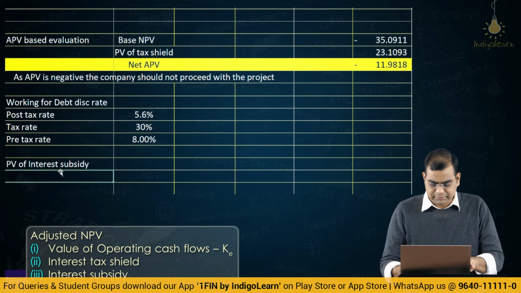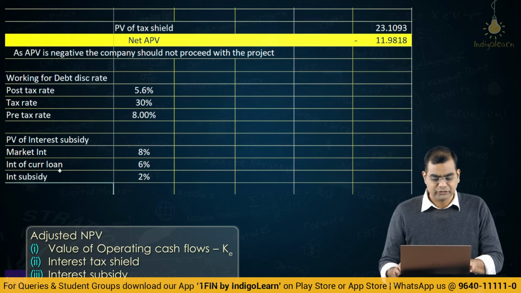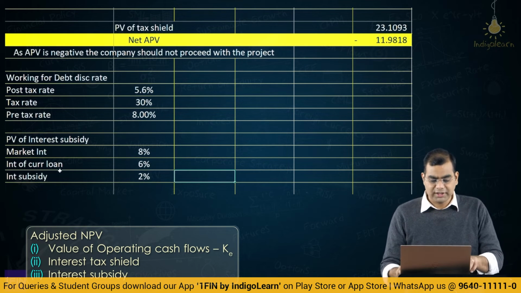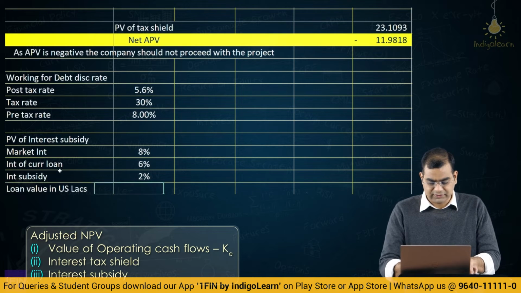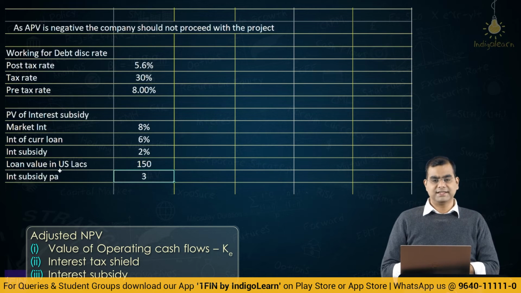What is the market interest? It is 8%, correct? Then you have interest on the current loan, which is 6%. So basically they have got a cheaper loan. So interest subsidy is how much? 8 minus 6, which is 2%, right? So this 2% is the interest subsidy on how much? Loan value in USD lakhs is 150. So interest subsidy per annum is how much? 150 lakhs into 2%, which comes to roughly 3 lakhs as the interest subsidy.